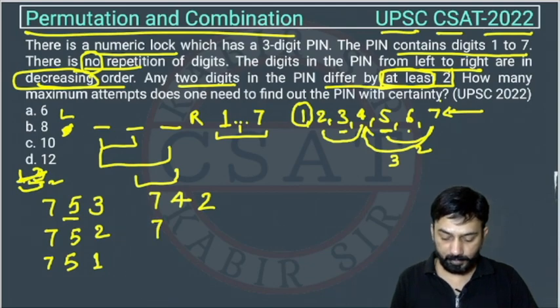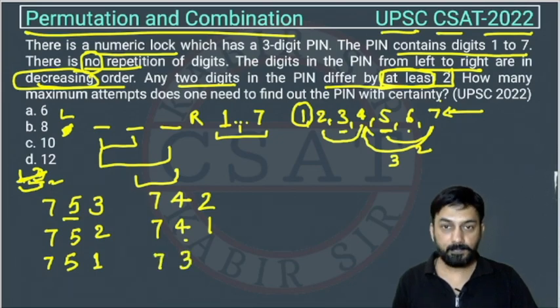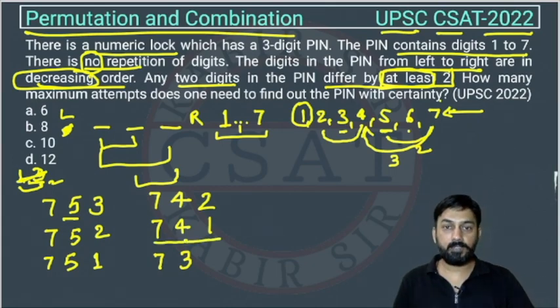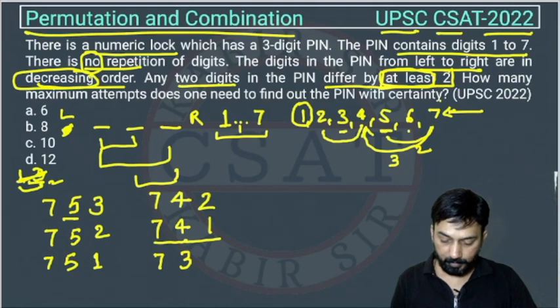So the next password can be 7, 4, 1, right? We can take it, because the difference here is 3. Now there is no other possibility with 7, 4. With 7, can we take 3 here also? If we are taking 3, because with 7, 4 all possibilities have been considered. Now 7, 3, then the next term will be 1 because the difference is 2 here. So no other password can be generated with 7, 3, right?